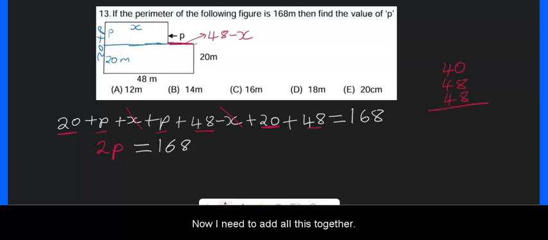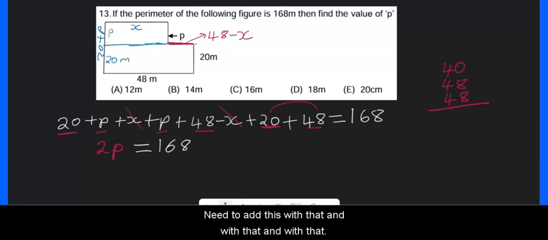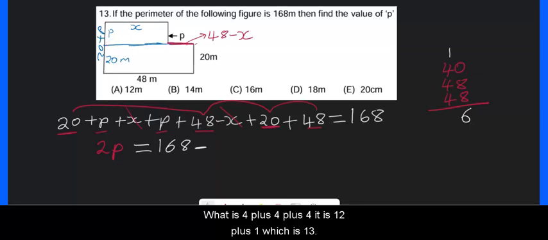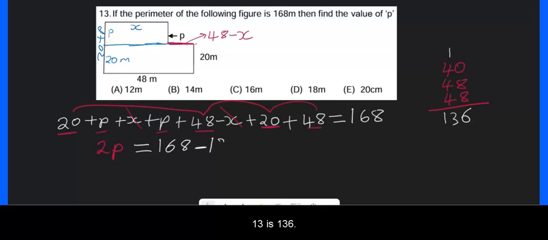Now I need to add all this together. I need to add this with that and with that and with that. Then I will come and put them right here. Now what is 0 plus 8 plus 8? It is 16. Then I've got that. What is 4 plus 4 plus 4? It is 12 plus 1, which is 13. 13 is 136.